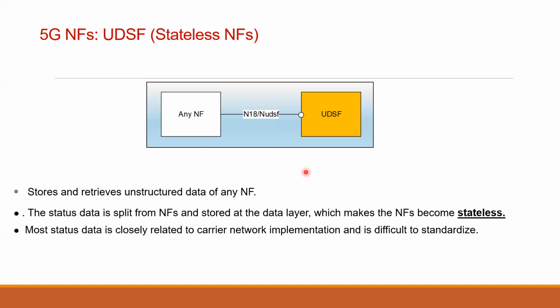So if your AMF goes down, if your SMF goes down, it does not have any data related to a specific user, its sessions and all that. So it is not going to create any service impact. Its place can be taken by another AMF because all the states are being saved in the UDSF. Most status data is closely related to carrier information and it's difficult to standardize. Hence, it's the unstructured data which is saved in UDSF.